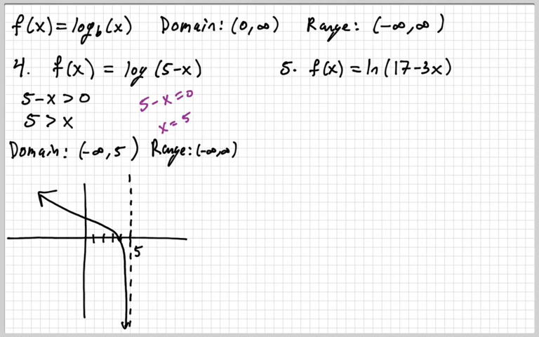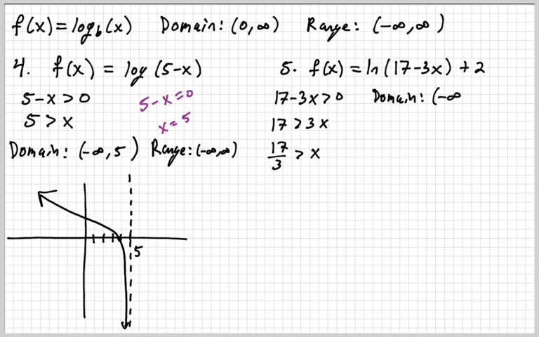And logarithm is a happy creature. It does not like being fed anything negative, so we're going to go ahead and who cares about the plus 2 there? That doesn't affect anything at all for the domain. The domain only worries about what's inside the logarithm. Okay, so 17 minus 3x is greater than 0, so add 3x to both sides, divide by 3. So 17 thirds is greater than x. So your domain is going to be negative infinity to 17 thirds.